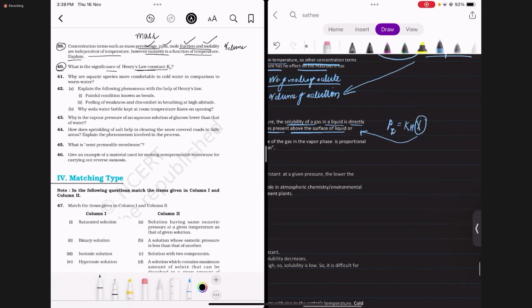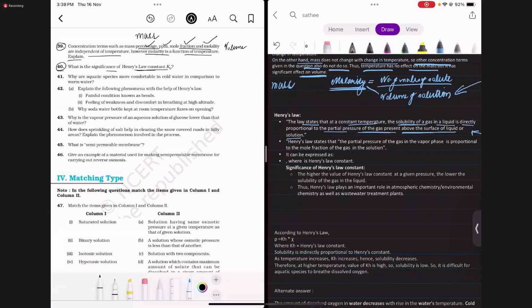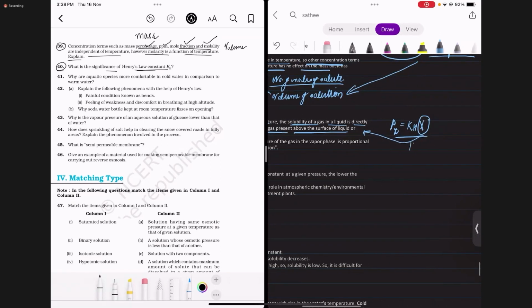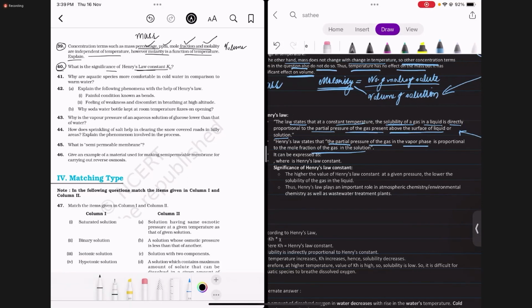तो अगर ये partial pressure of x है, so partial pressure is equal to kh into x, where x is the solubility of the gas in the liquid. तो ये होता है हमारा Henry's law, and Henry's law constant होता है kh. kh is the Henry's law constant. तो इसका significance क्या है? Henry's law states that the partial pressure of gas in the vapor phase is proportional to the mole fraction of the gas in the solution. यानी कि the partial pressure of gas in the vapor phase is proportional to the mole fraction.